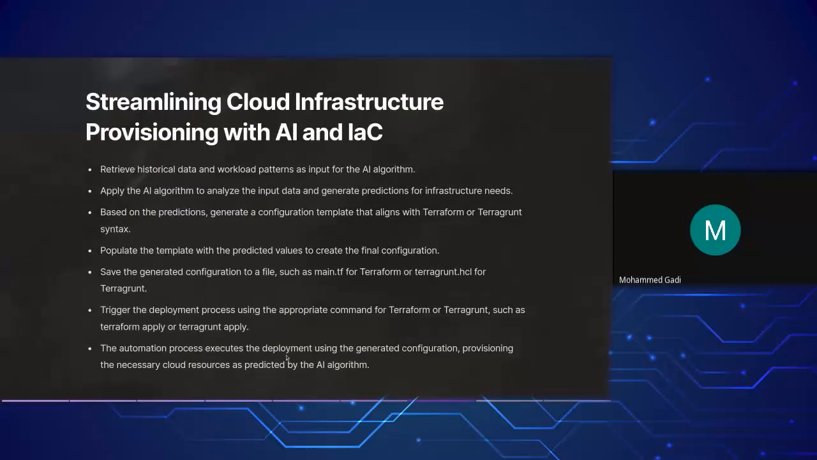To streamline cloud infra provisioning, first, historical data and workload patterns are used as input for an AI algorithm. This AI algorithm will analyze the data and generate predictions for infra needs. Based on this prediction, a configuration template will be created in Terraform or Terragrunt syntax. This template is populated with predicted values, saved to a file, and deployed using an appropriate command, like terraform apply or terragrunt apply. And this automates provisioning cloud resources as predicted by the AI algorithm.